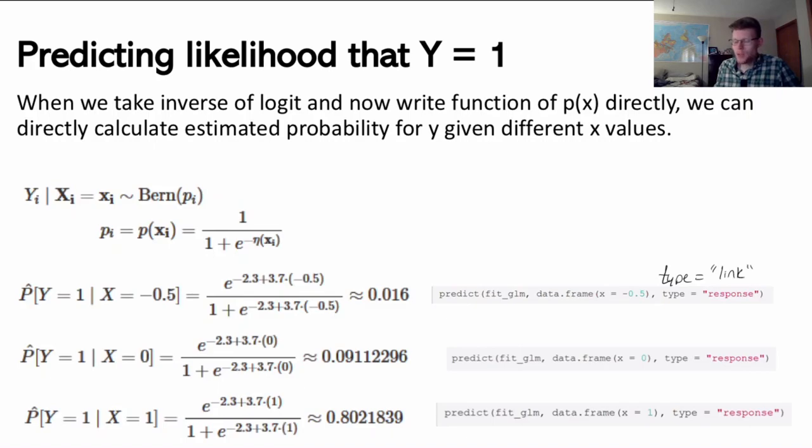Because if I were to write type equals link, what I would instead get is the predicted log odds value. But type equals response will directly take me to the predicted probability that y equals 1, right? So type equals link is if I don't take the inverse Logit function. Type equals response is if I have already taken the inverse Logit function. So just a small thing to keep in mind there.